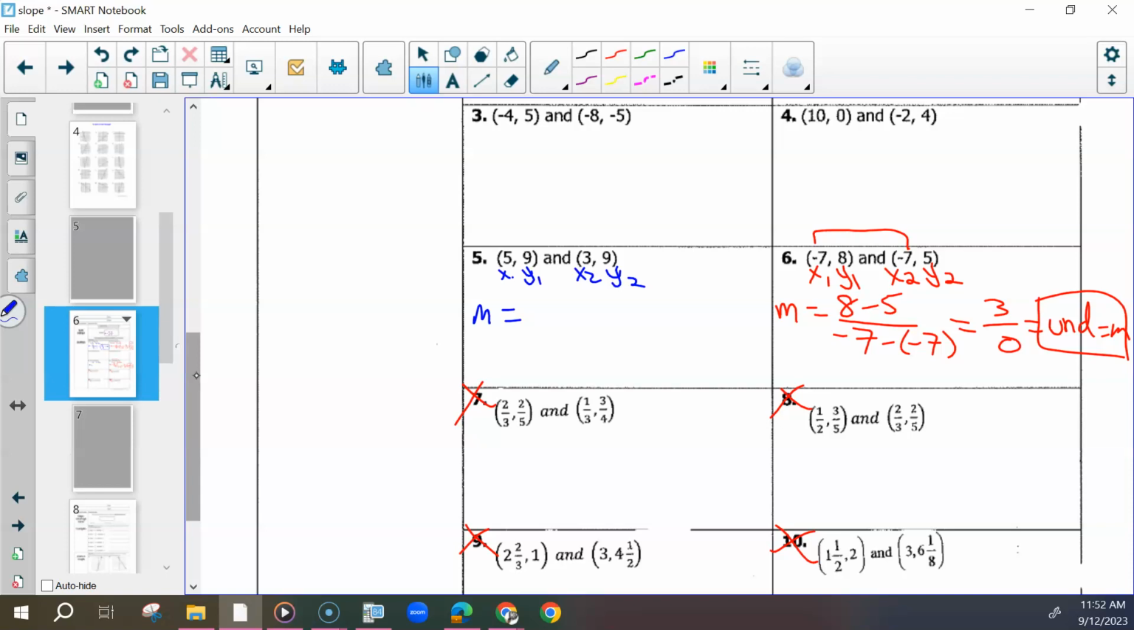You put 9 and 9, and then 3 and 5. Alright, so if we subtract, what's going to happen with our 9s? We're going to 0 out, which means this is what type of slope? 0. 0 over anything is 0. Just like the other ones, you could have figured that out by looking at the y values. Y values are the same. They're going to be put in the numerator. They're going to cancel each other out.